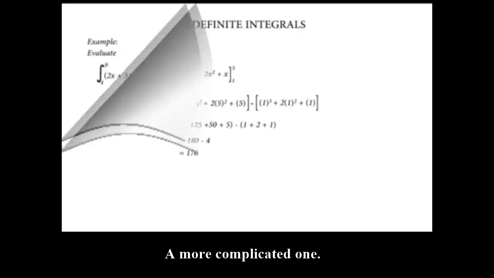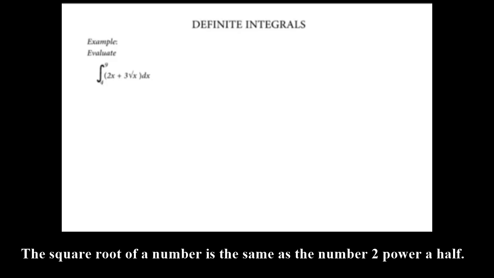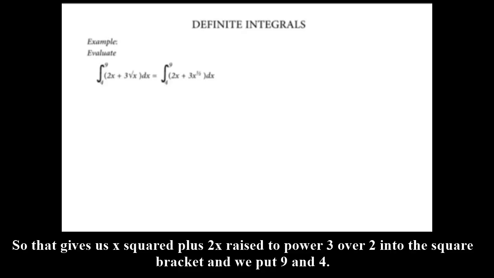A more complicated one. Evaluate the integral of 2x plus 3 root x with respect to x from x is equal to 4 to x is equal to 9. Now a solution. The square root of a number is the same as the number to power a half. So rewriting that, we shall get the integral of 2x plus 3x to power half with respect to x from x is equal to 4 to x is equal to 9. So that gives us x squared plus 2x raised to power 3 over 2 in the square bracket, and we put 9 and 4.